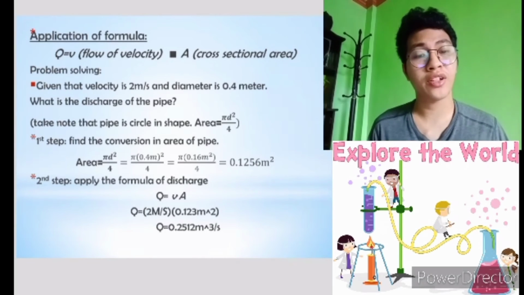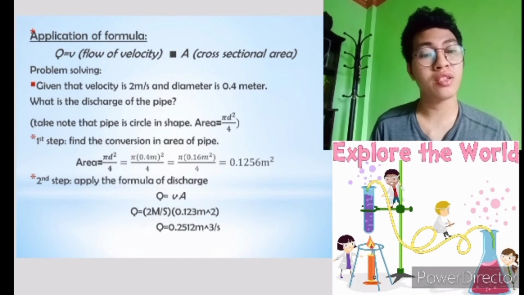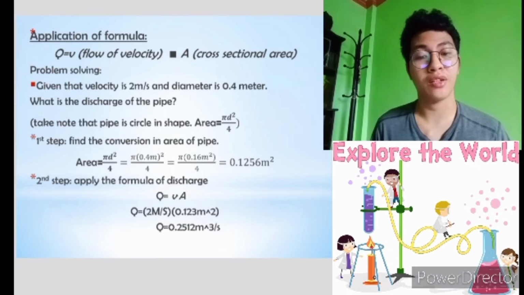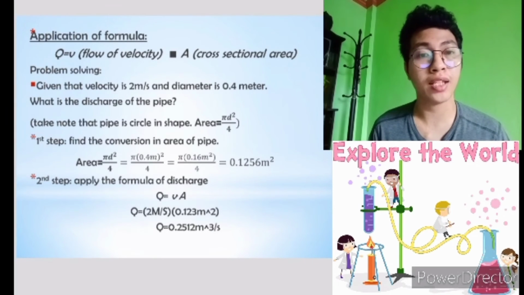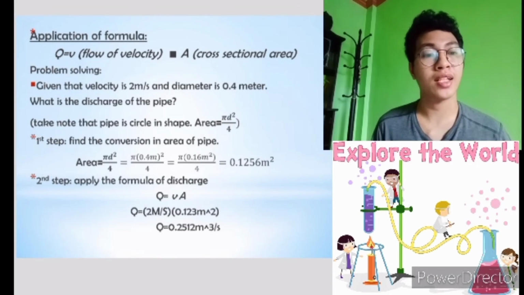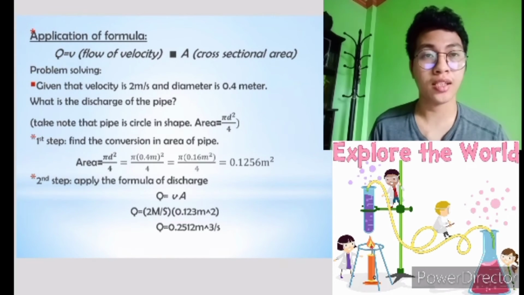In searching for the area of the pipe, we will use the formula of the circle, which is area is equals to pi d squared divided by 4. So as we notice in problem solving, given naman na yung tinatawag nating diameter which is 0.4 meter, ang gagawin na lang natin dito is substitute natin siya sa d squared.